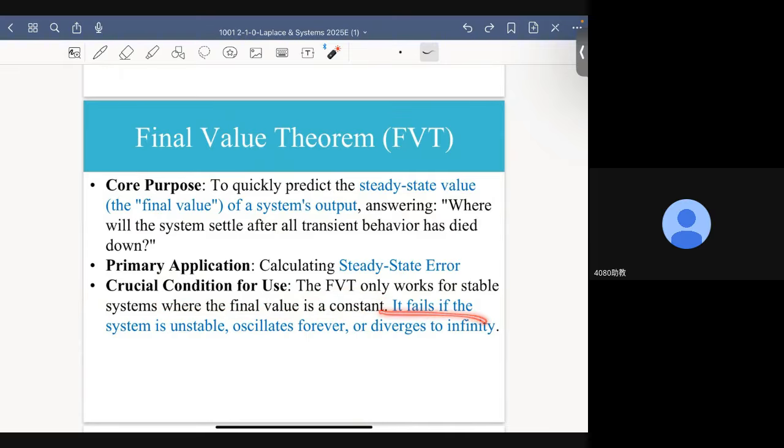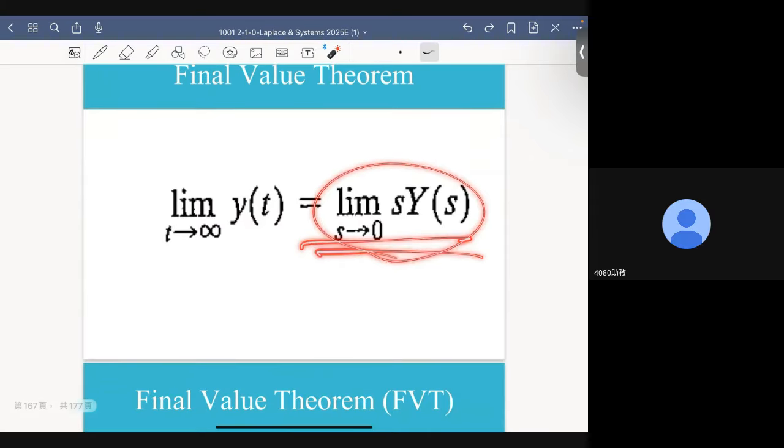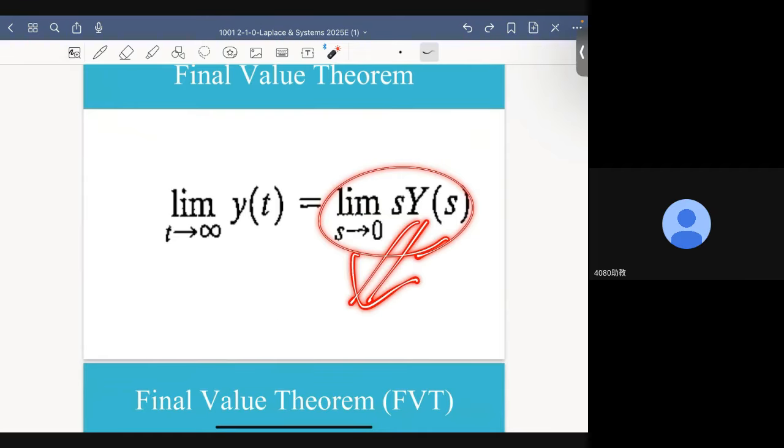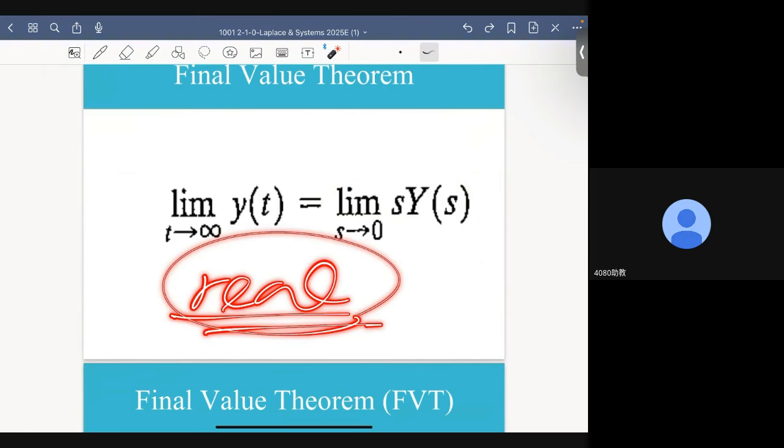It fails if the system is unstable. Why does it fail? Because when the system is unstable, there is no steady state value, because by definition, the system output will become infinitely large. How do you determine the value of an infinitely large number? You can't. Or it also will fail if the output oscillates, because here it will give you a number, because you are making sure that S equals 0. And therefore here, what you will get won't be a variable of S, but a real number. Okay?